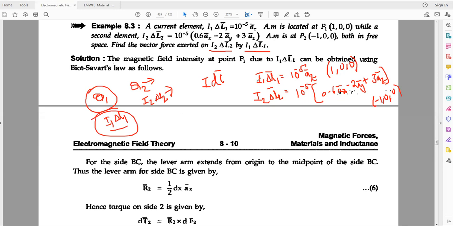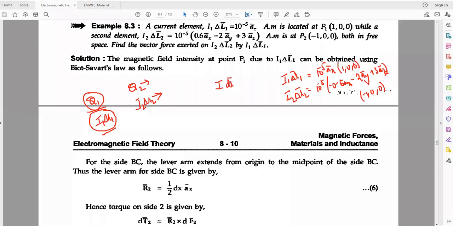So for this, we already have the given I1 delta L1 and I2 delta L2 located at the points (1, 0, 0) and (-1, 0, 0). The magnetic field at the point P1 due to the I1 delta L1 can be obtained using Biot-Savart's law as follows. So what is the Biot-Savart's law formula here?